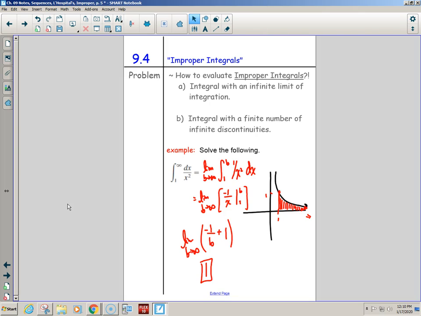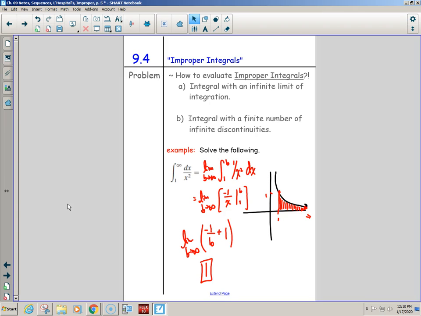Hold on, what do you guys see up here? How to evaluate improper integrals. We either have an infinite limit of integration, aka an infinity here or an infinity there, or both. Now wait, if it's infinity over infinity, isn't that just 0 because you have a over a? Yes. But couldn't I have negative infinity to positive infinity? If I have any infinities in either or both bounds, it's improper.